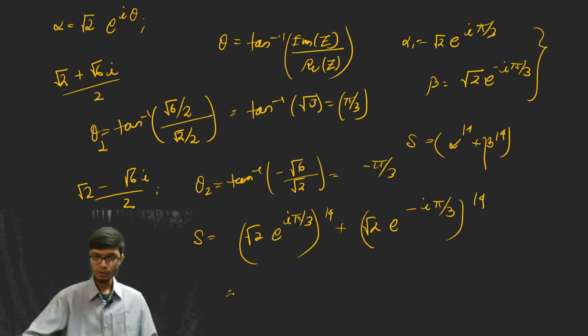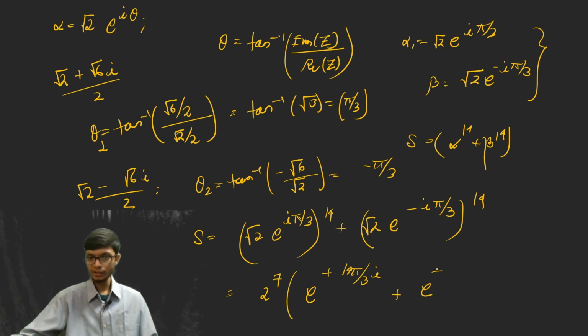Alright, so now if you calculate, this will be basically 2 raised to the power 7. So you can take 2 raised to the power 7 common, and the value will come out as e raised to the power 14 pi by 3 iota plus e raised to the power minus 14 pi by 3 iota. So that's basically the sum you will obtain. Now people again get confused about how to convert this.